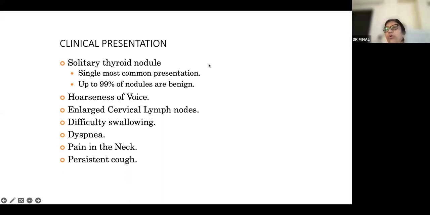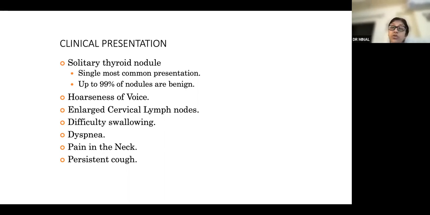Now the clinical presentation. Patient will not come to you with malignancy. Patient will come to you with a solitary thyroid nodule. The most common presentation is a single solitary thyroid nodule, and on workup, you will inform the patient that this nodule is malignant. But most of the time in thyroid nodules, 99%, they are all benign.